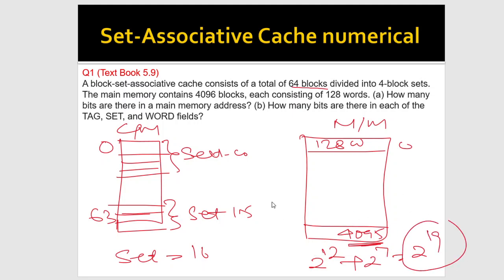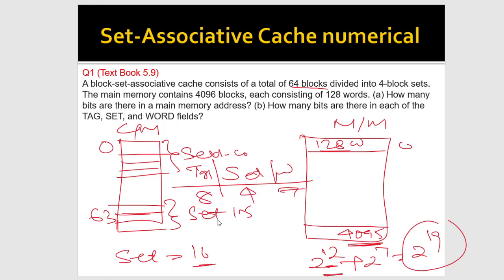And it is divided among how many? Tag plus set plus word. Word is how much? 7. And this 12 is divided among set and tag. Set is 4, so 12 minus 4 is 8. So it will be 8, 4, 7. So this way you can do it. Now coming to another question.